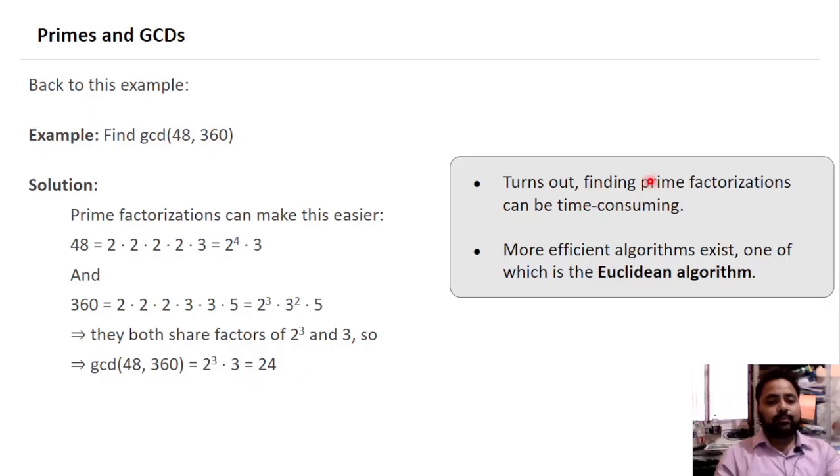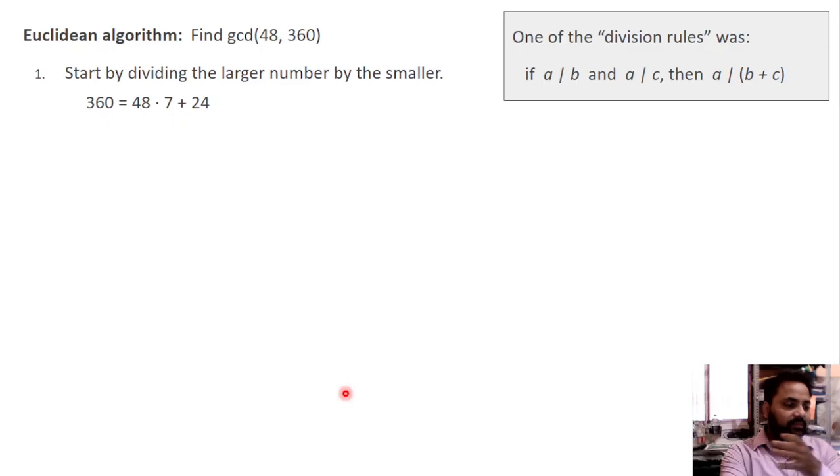Turns out finding prime factorization can be time consuming. More efficient algorithms exist, one of which is the Euclidean algorithm. We have already seen the Euclidean algorithm. One of the division rules was: if A divides B and A divides C, then A divides B plus C. So start by dividing the larger number by the smaller.